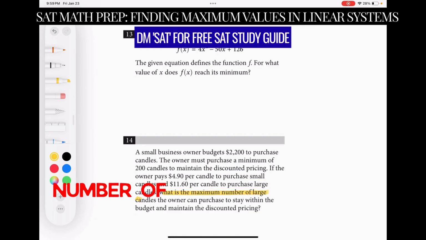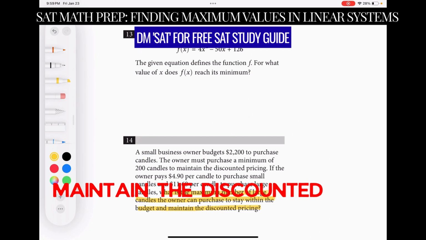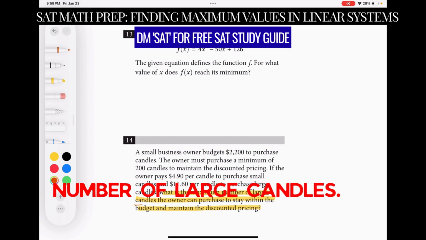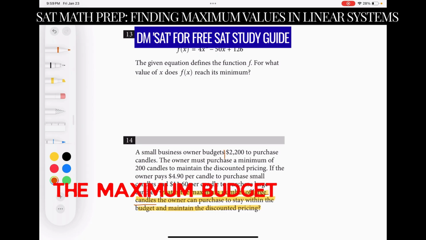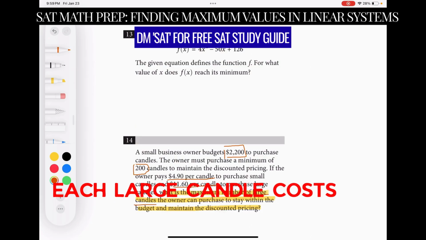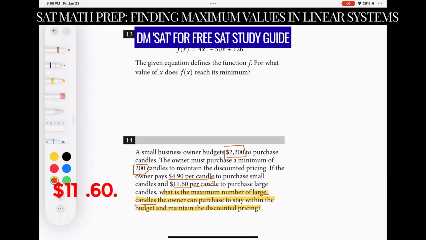What is the maximum number of large candles the owner can purchase to stay within the budget and maintain the discounted pricing? So we're looking for the maximum number of large candles. So we know that the maximum budget is $2,200. The maximum number of candles is 200. Each small candle costs $4.90. Each large candle costs $11.60.